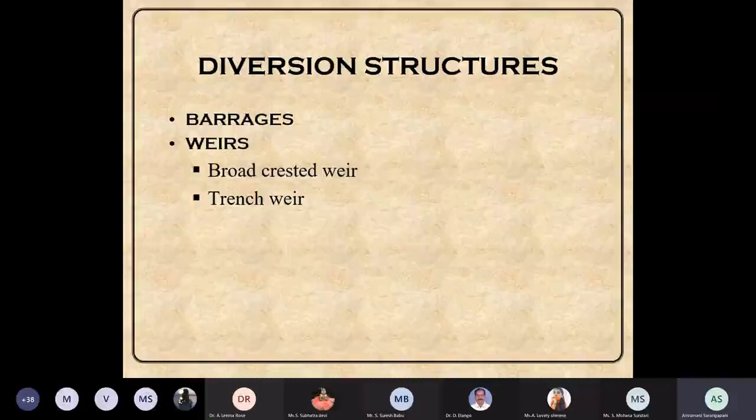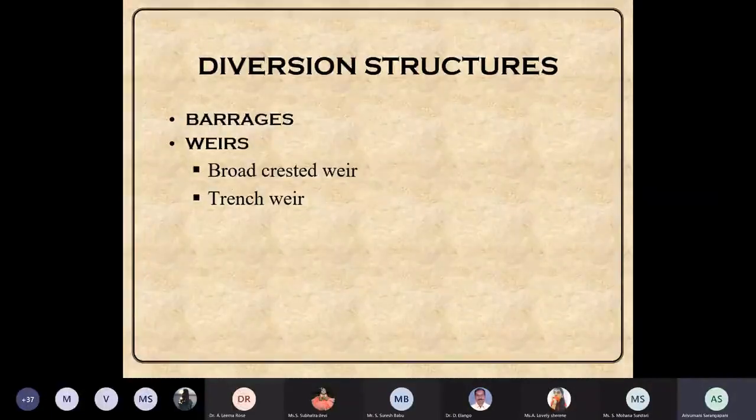Meaning the bottom, the sill level of the structure, will be kept at the river level, and whenever required, we put a gate, close it, and store the water. And if you open the gate, the water will be released from there. But in a dam, it is not like that. The gate will be at a higher level, and below that we have our structure to stop and store the water. This is the difference between the barrage and the dam.